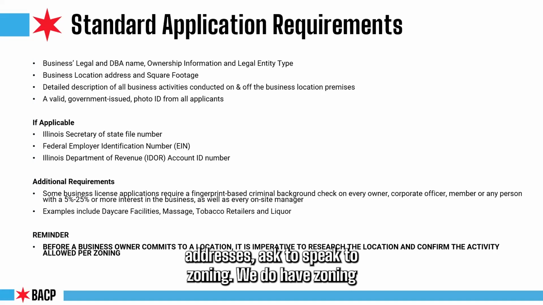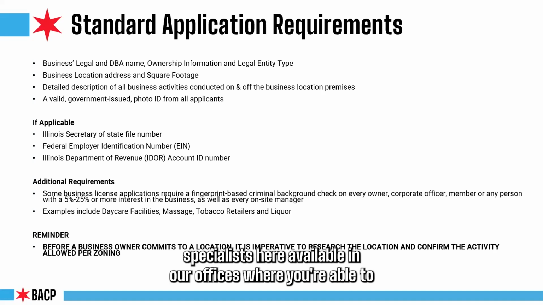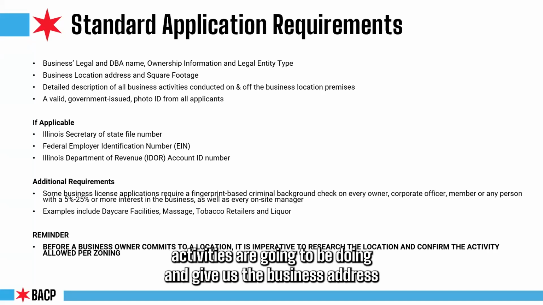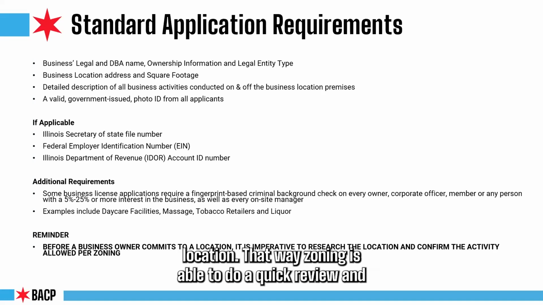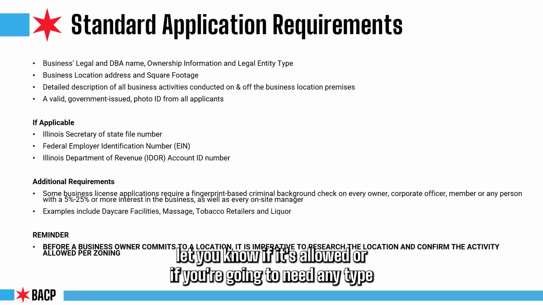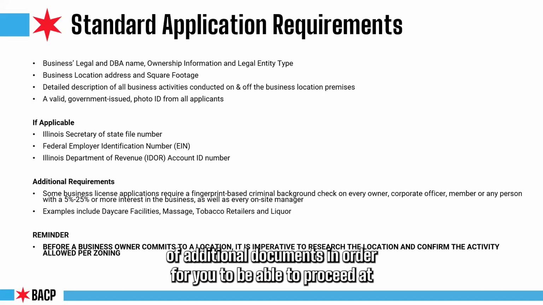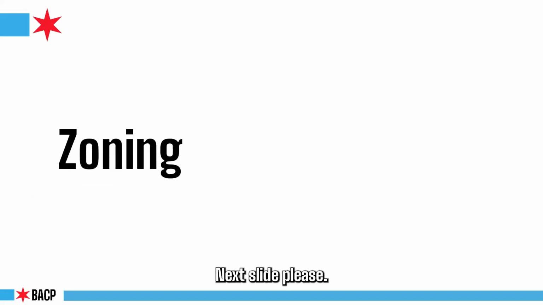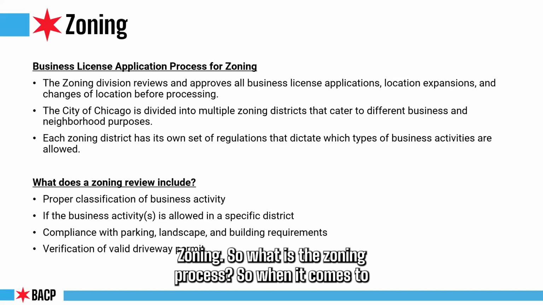We do have zoning specialists here available in our offices where you're able to talk to them and let them know specifically what business activities you're going to be doing and give us the business address location. That way zoning is able to do a quick review and let you know if it's allowed or if you're going to need any type of additional documents in order for you to be able to proceed at that particular location. Next slide, please. Zoning.